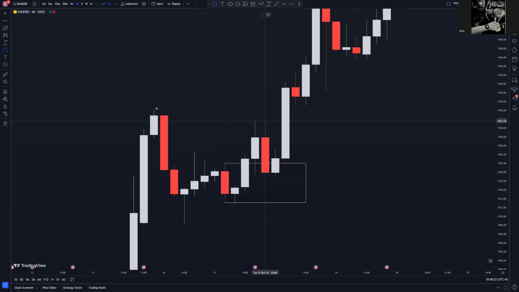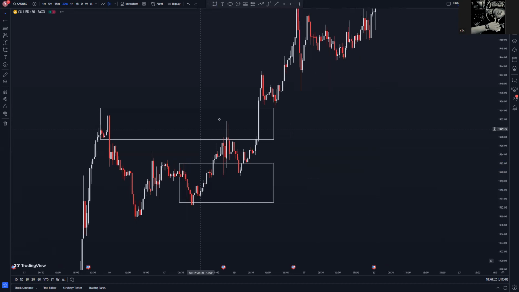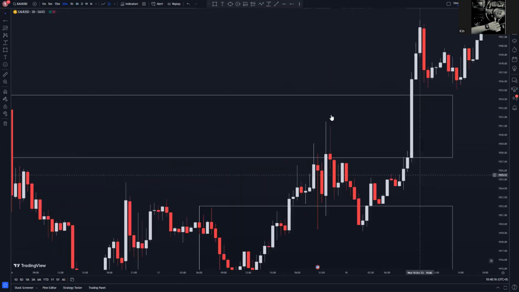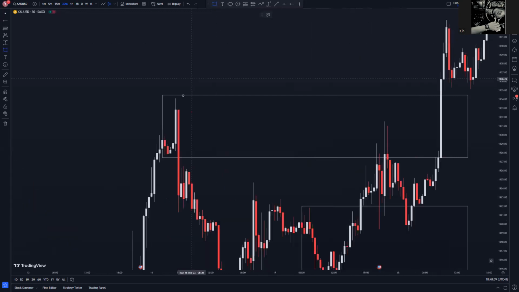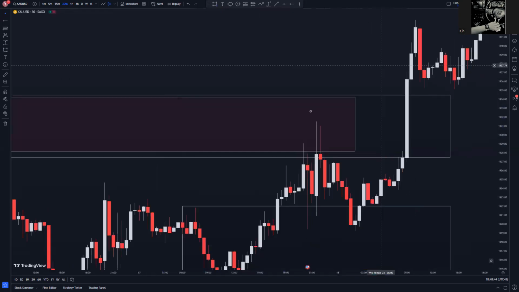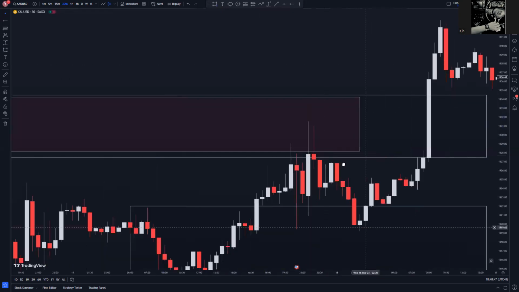Okay, so let's look at both of these zones. Before the price got into the buy zone, the price was coming from the sell zone. So look at the sell zone. When the price got into the sell zone, of course, the first entry was somewhere over here, and the price went down to our buy zone.